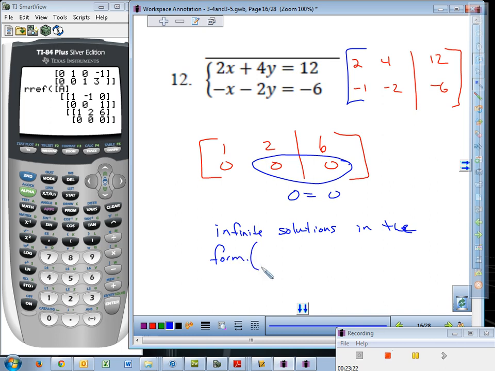In the form. Here's what this really says right here. That y equals y. Y equals y, 0 equals 0. Isn't that an infinite solution right there? Here's what this guy right here really says. Jot this down to the side of the matrix also. X plus 2y equals 6.